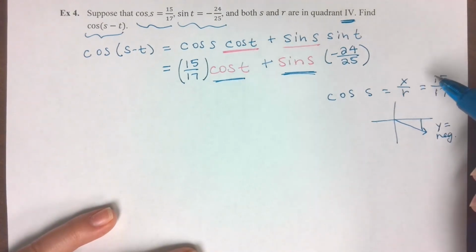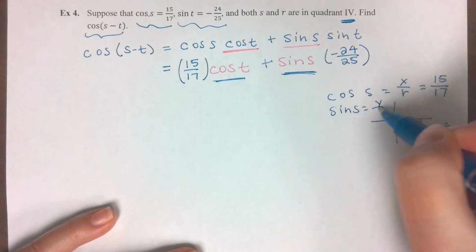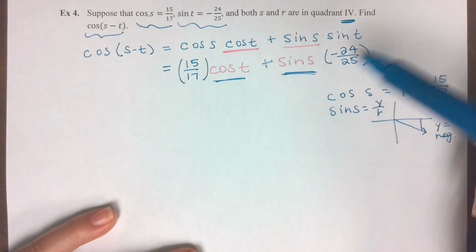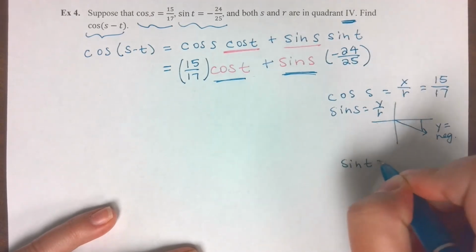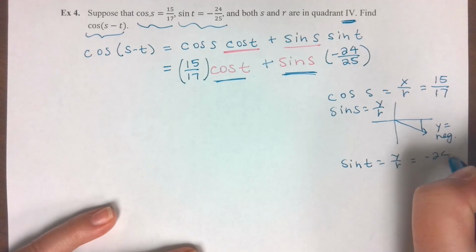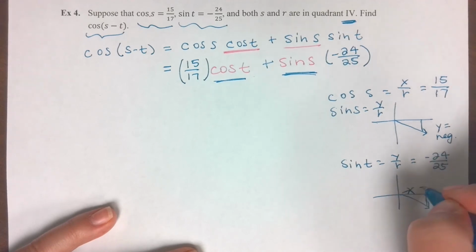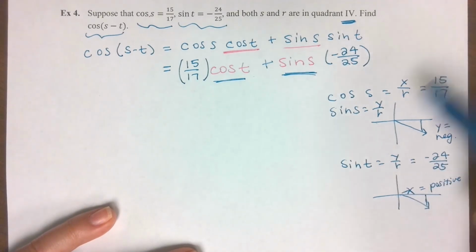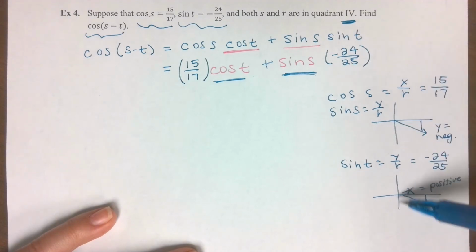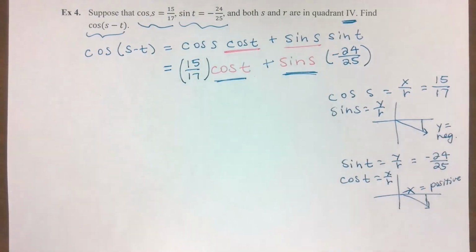Then you could do the same thing. This would give you y, and then you could find sine s as y over r. And then you could do the same concept for cosine t using sine t equals y over r, so that's negative 24 over 25, and then using that to find x. x is going to be positive in quadrant 4. This way you use the Pythagorean theorem in order to find the other values that you're missing. So that's one way to do it.